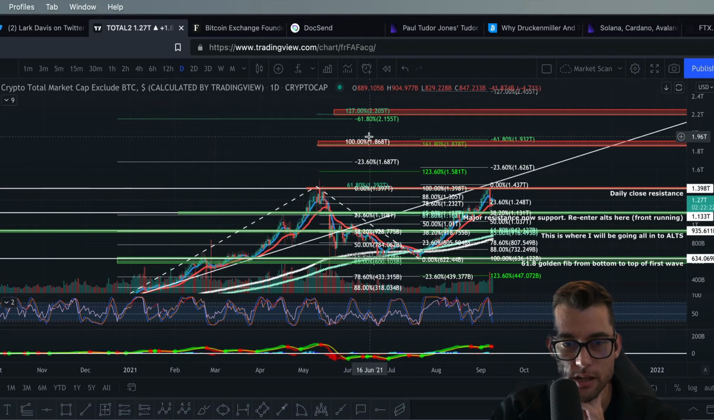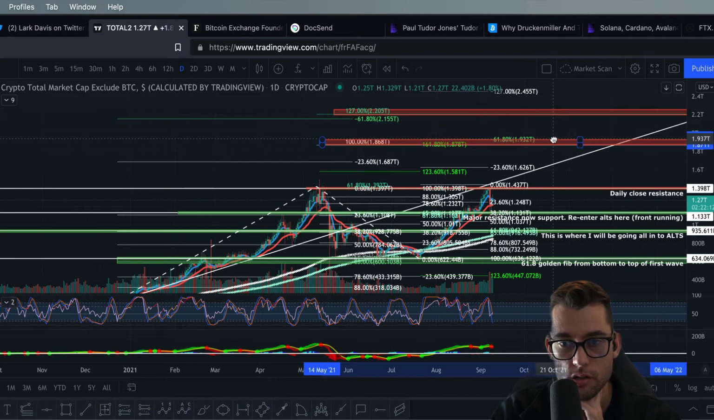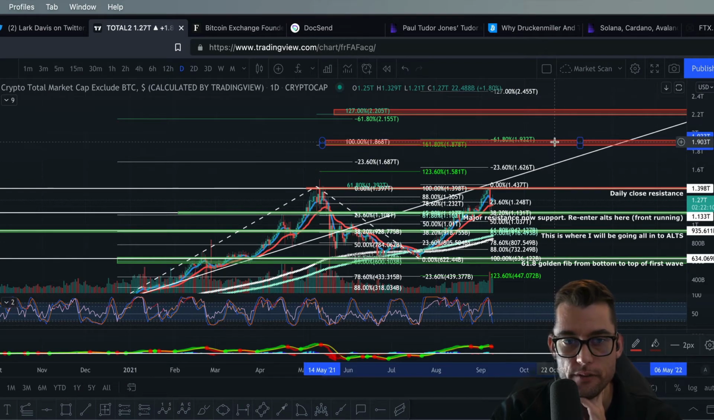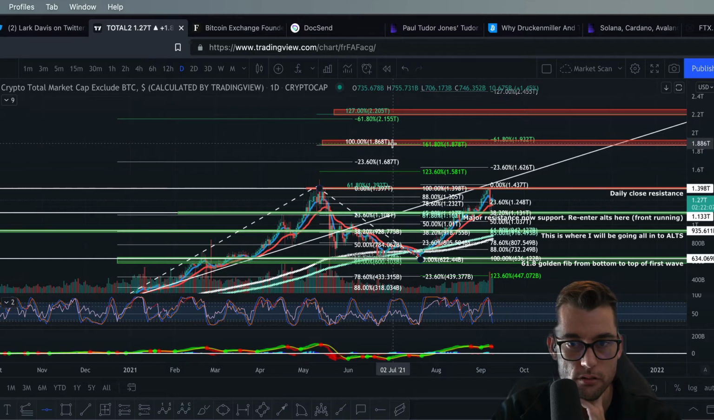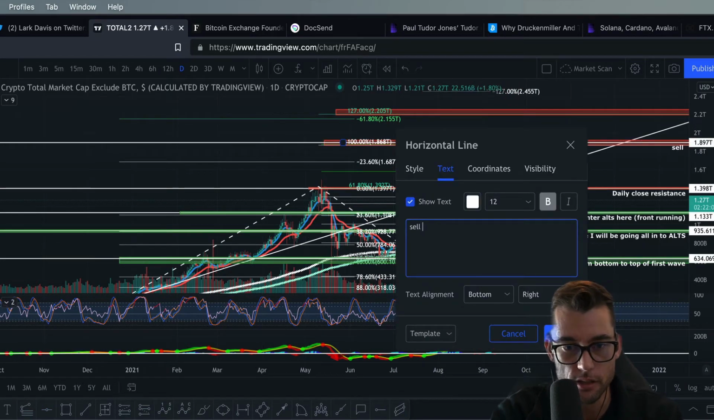This also lines up with the 161.8 of the top to the bottom and the negative 61.8 from the bottom to top. So this is a huge, huge area of resistance. If it reaches here, I'm just going to sell 20% of my portfolio.